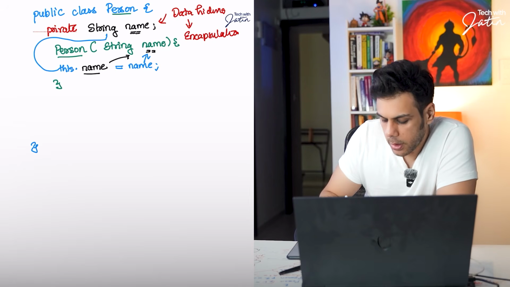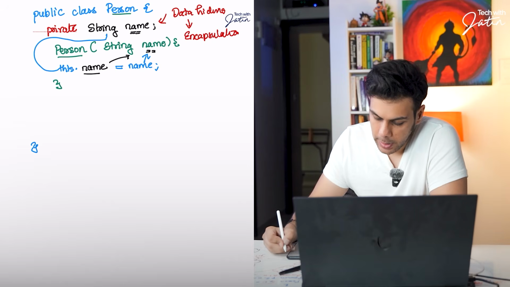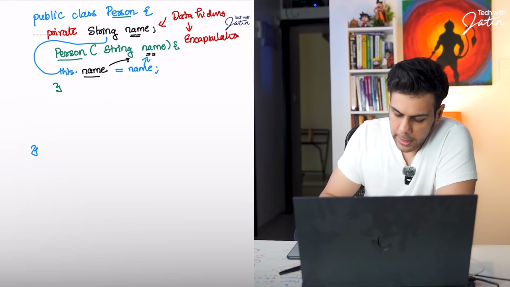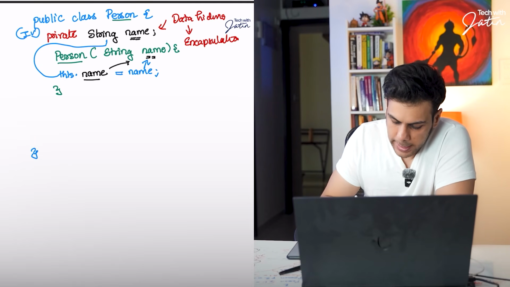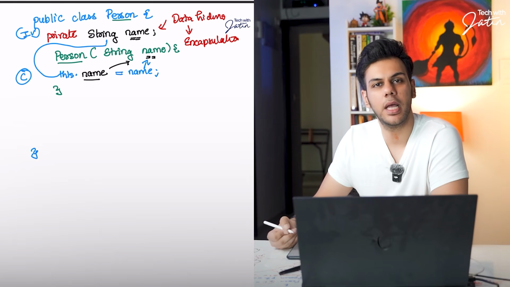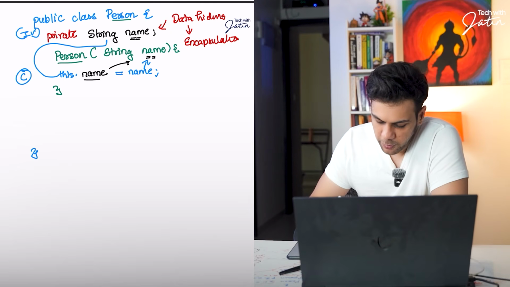When I say this dot name, Java is going to refer to the instance variable name. I hope this particular part is clear to everyone. So over here, I have created a class which is going to have an instance variable and it has a constructor right now. You can have getters and setters and you can have various functionalities.